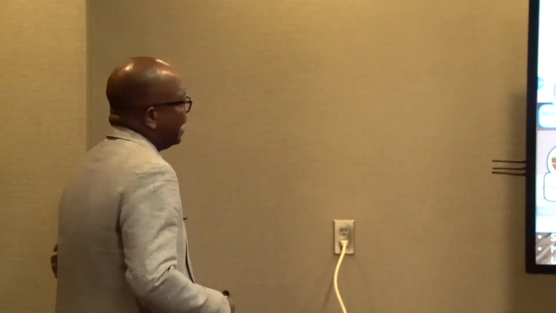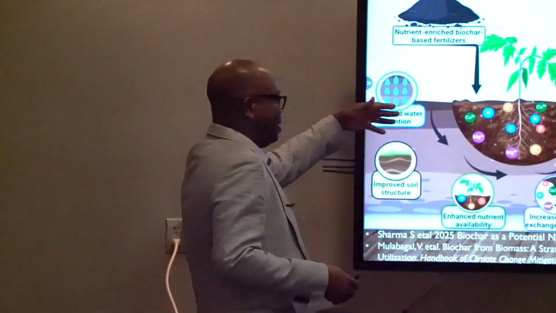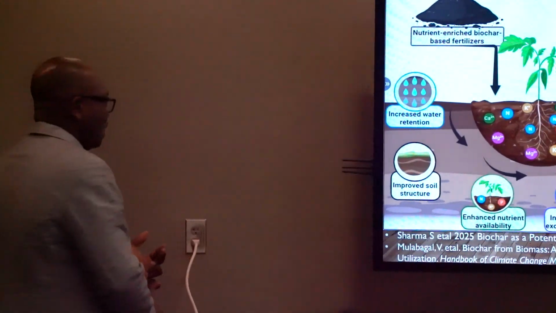So, as I said earlier, biochar is not a fertilizer. It only helps the soil by helping the soil to retain water. It has a higher water retention property. It helps the soil with the soil structure. It enhances nutrient availability because the biochar absorbs nutrients from the soil so that the nutrients don't wash away or run off. It also has some cation exchange property. These are all research data. There's research data that has given us this information.